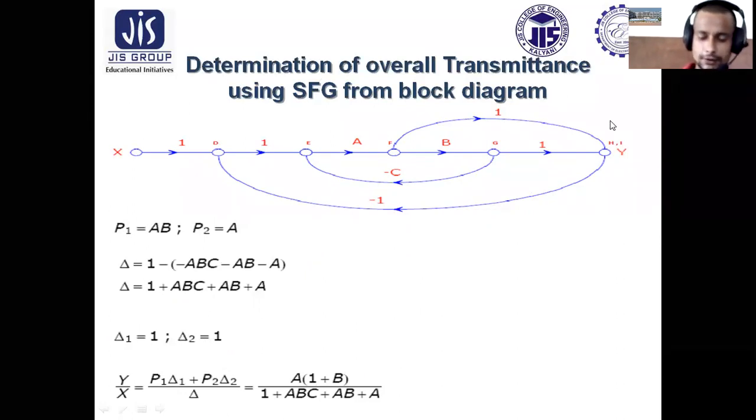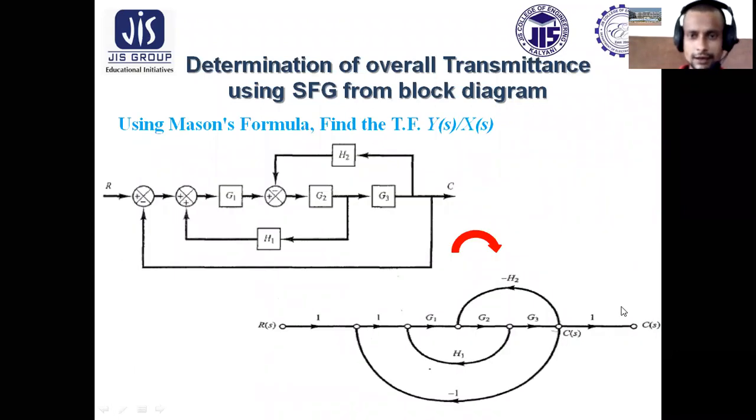Okay. Now let us move to another problem. See here, use Mason's gain formula to obtain the overall transfer function. It should not be Ys by Rs, it should be Cs by Rs.